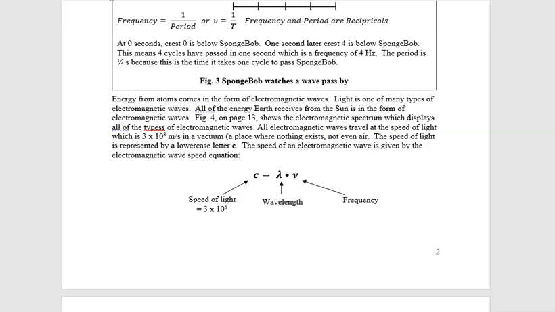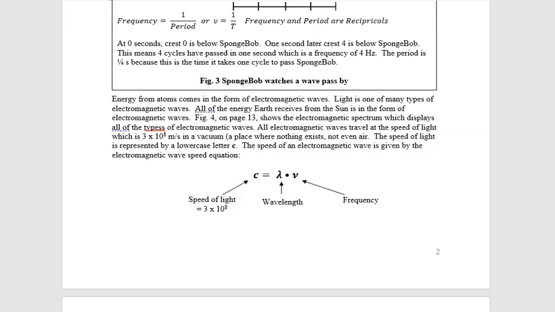Now we're calling it nu for frequency. It's the same exact thing. So what does that mean? If the speed is always going to be the same number, 3 times 10 to the 8th, then when you multiply frequency times wavelength, you always have to get 3 times 10 to the 8th meters per second.